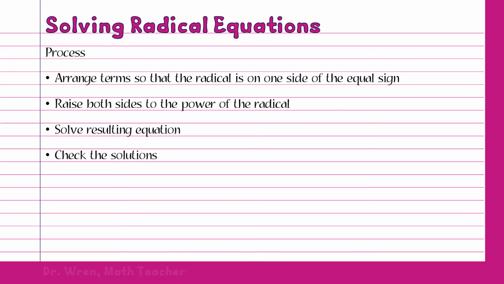The procedure for solving square root equations is the following. First, arrange the terms so that the radical is by itself on one side of the equal sign. Second, square both sides of the equal sign. Third, solve the resulting equation. And lastly, check the solutions. Let's look at a few examples.